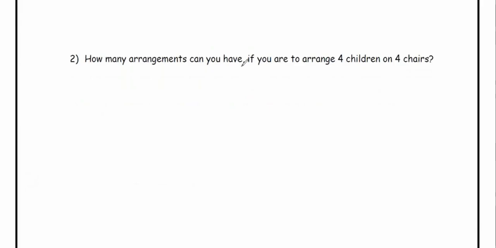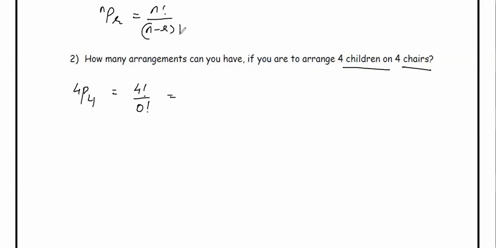How many arrangements can you have if you are to arrange 4 children on 4 chairs? So 4 children, 4 chairs is 4P4, which is 4 factorial upon 0 factorial, if you were to use nPr, which is n factorial upon n minus r factorial.